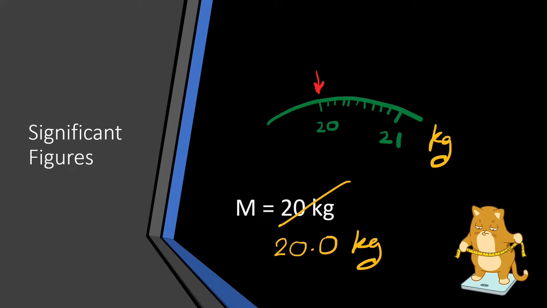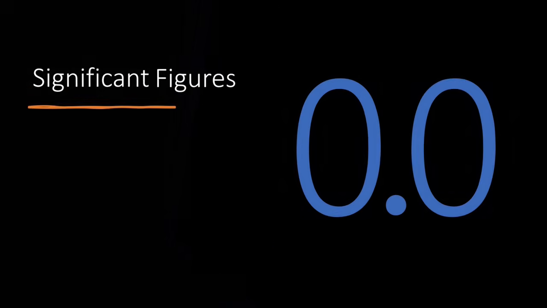And the reason is that we want to tell whoever is reading our result that this balance or scale is capable of reading 3 significant figures in our case. So we have to indicate explicitly that it can read, for example, 20.1, but the reading is 20.0. It is exactly on 20 kilograms.